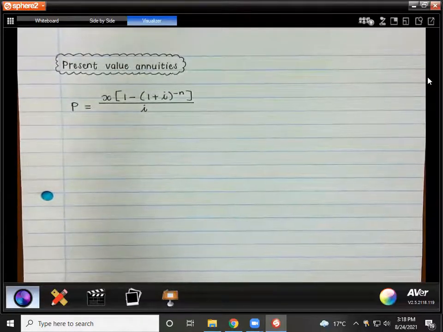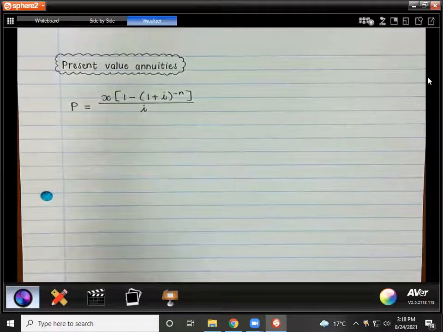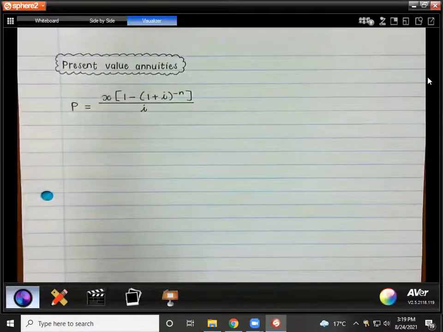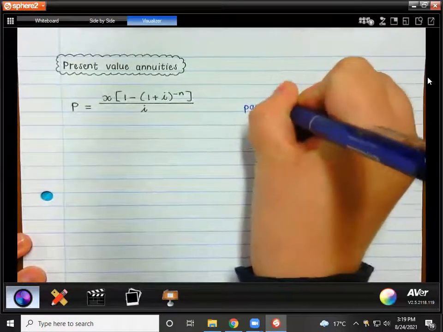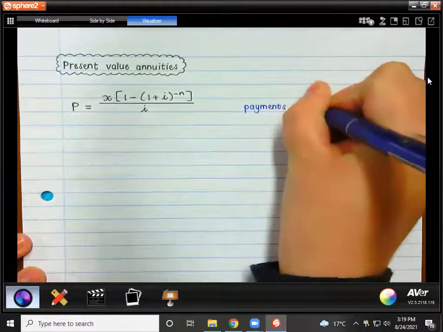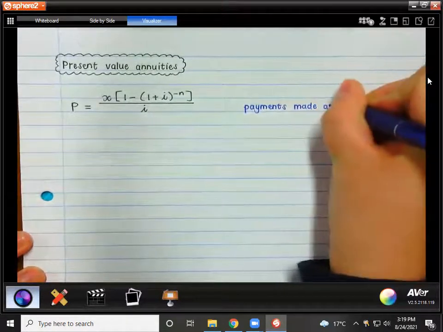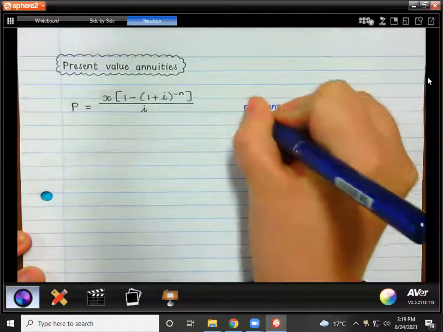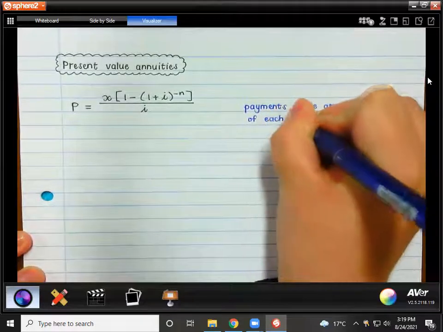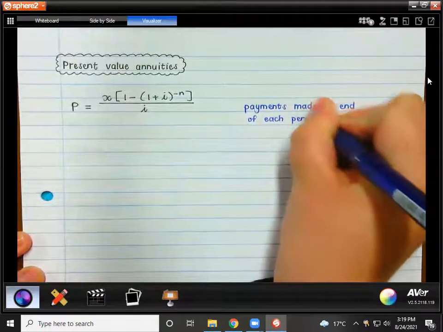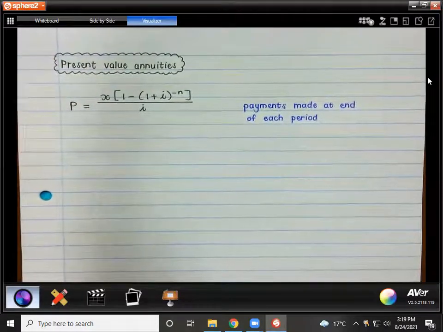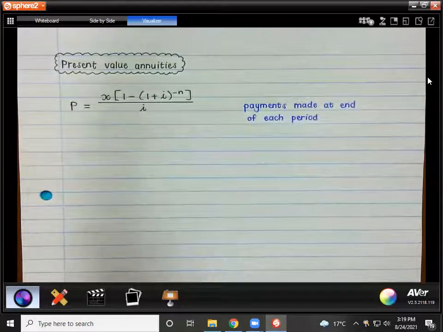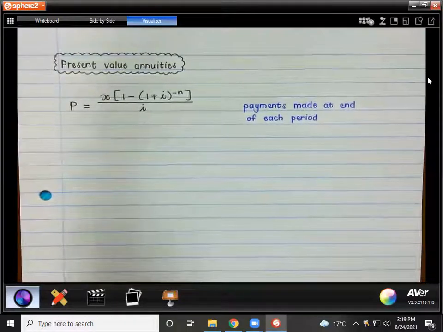Now, guys, again, this formula works for when payments are made at the end of each period. So what do you think we're going to have to do if the payments are made at the beginning of each period? We're just going to have to put one interest bracket next to the X, just like we did with the other formula.